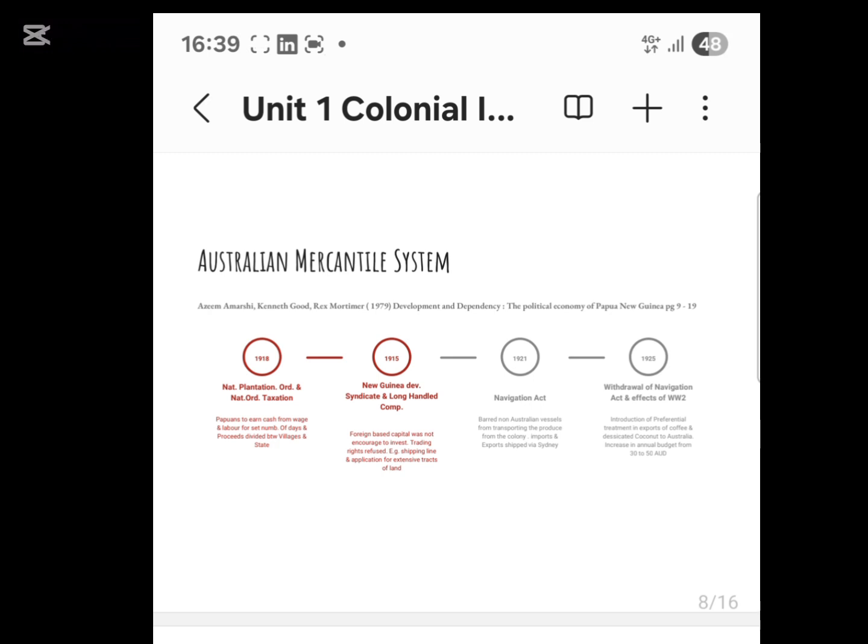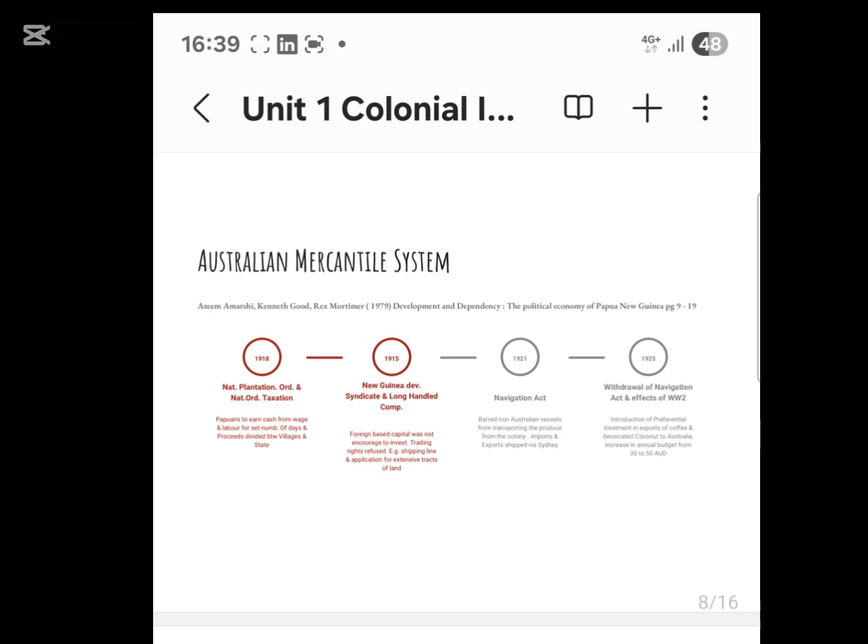By 1925, the Navigation Act was withdrawn, but it had already caused significant damage to the country's economy as far as export and import are concerned. Instead of having foreign companies coming in and investing in the Papua region, you had only Australian-based companies. That is not healthy for any investment or growth.